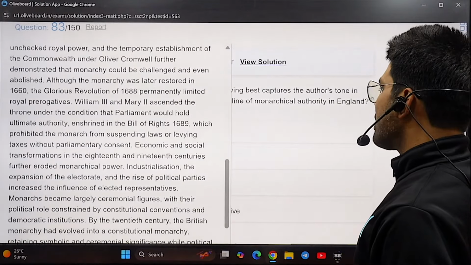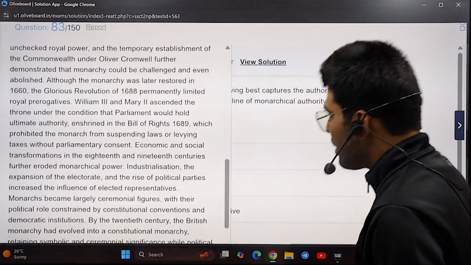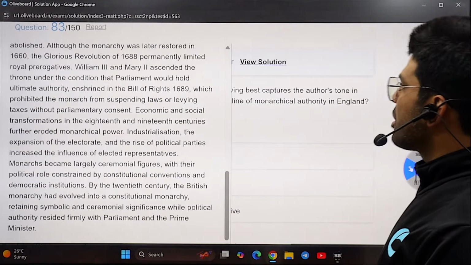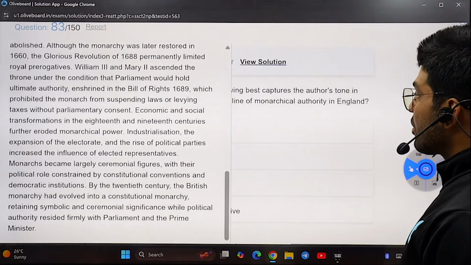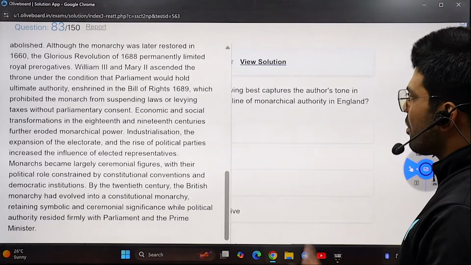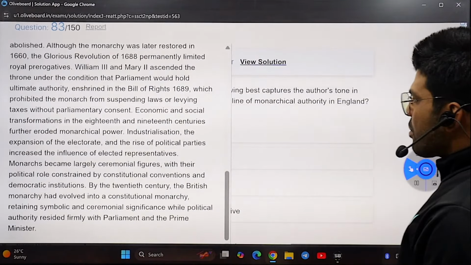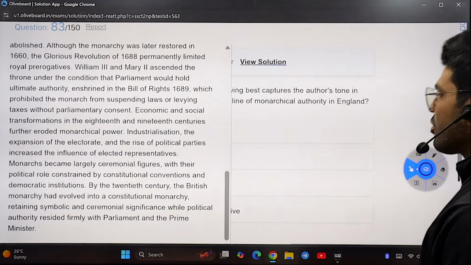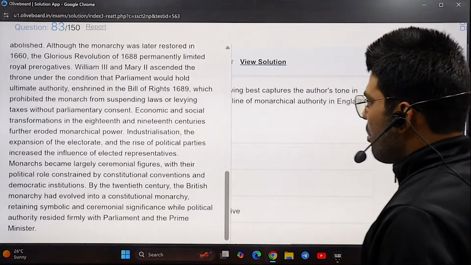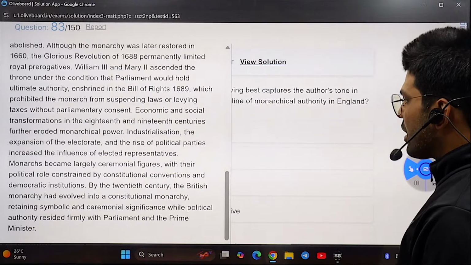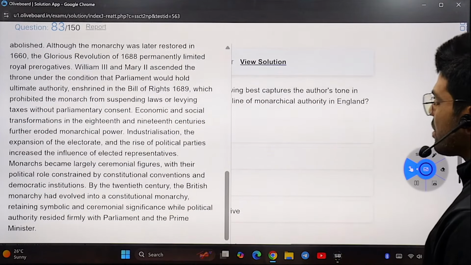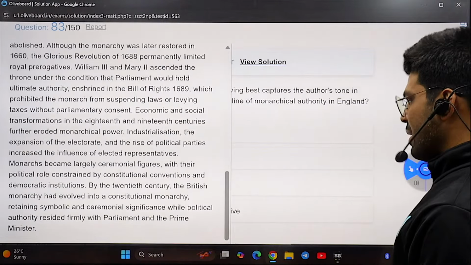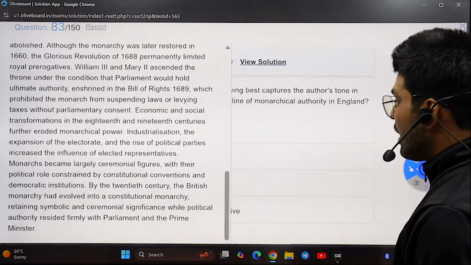Although the monarchy was later restored in 1660, the Glorious Revolution of 1688 permanently limited royal prerogatives. William III and Mary II ascended the throne under the condition that Parliament would hold ultimate authority, enshrined in the Bill of Rights 1689, which prohibited the monarch from suspending laws or levying taxes without parliamentary consent. Economic and social transformations in the 18th and 19th centuries further eroded monarchical power. Industrialization, the expansion of the electorate, and the rise of political parties increased the influence of elected representatives. Monarchs became largely ceremonial figures with their political role constrained by constitutional conventions and democratic institutions. By the 20th century, the British monarchy had evolved into a constitutional monarchy, retaining symbolic and ceremonial significance while political authority resided firmly with Parliament and the Prime Minister.